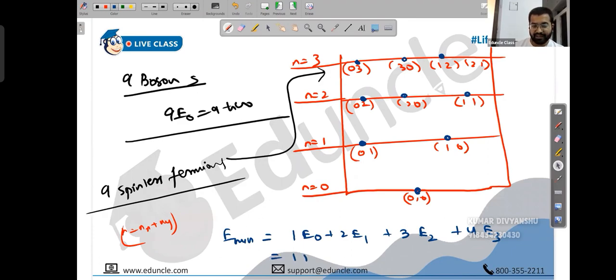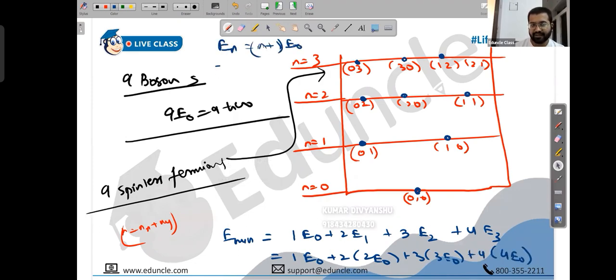So 1 E naught plus 2 into E1 is actually 2 E naught. E2 is actually 3 E naught, and E3 is actually 4 E naught, because En is n plus 1 E naught. En is n plus 1 E naught. So I'll just take that later.